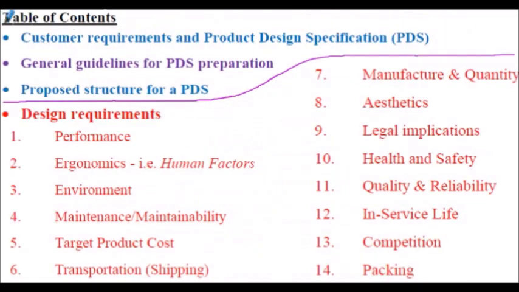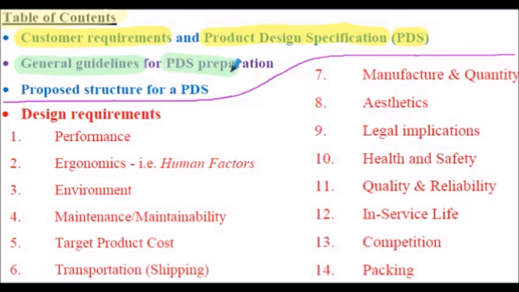Here's a brief overview of the table of contents for the presentation. Essentially, we commence with an overview of customer requirements and the associated product design specification, acronym PDS. We then consider some general guidelines related to PDS preparation, and a structure for the PDS is proposed. The next section, which is the largest section of the presentation, relates to design requirements.